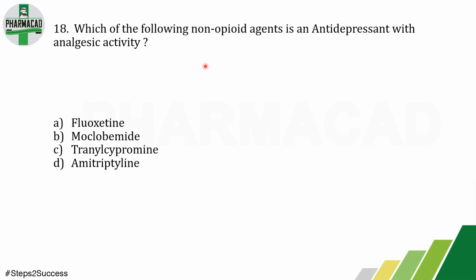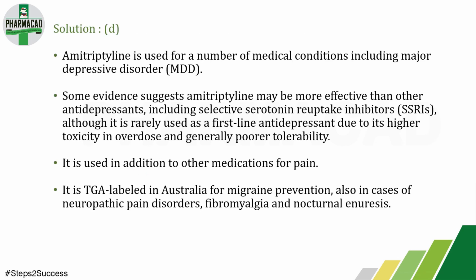Next question. Which of the following non opioid agents is an antidepressant with analgesic activity? They need to be antidepressant as well as giving analgesic activity. So the options are fluoxetine, moclobemide, tranylcypromine, or amitriptyline. Let's look at the solution. The correct option here, which gives antidepressant as well as analgesic activity, is amitriptyline, that is option D, and it is used for a number of medical conditions which also includes major depressive disorder.